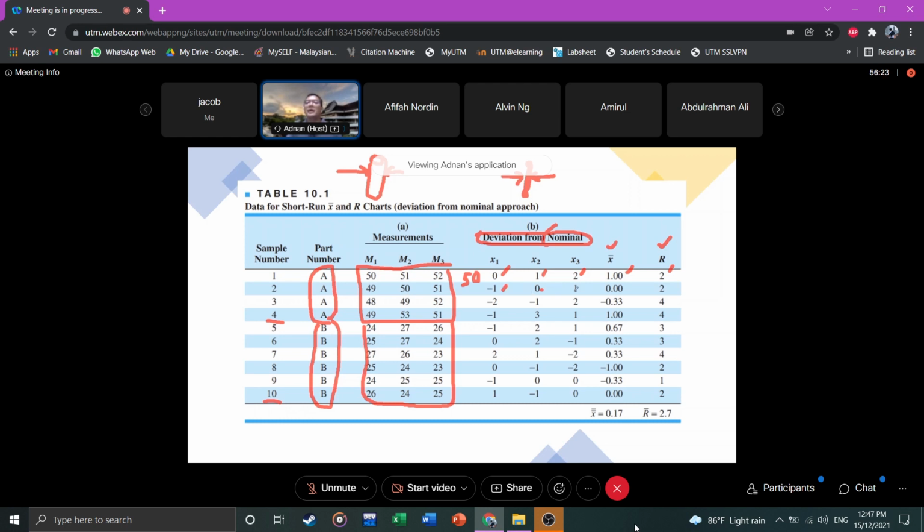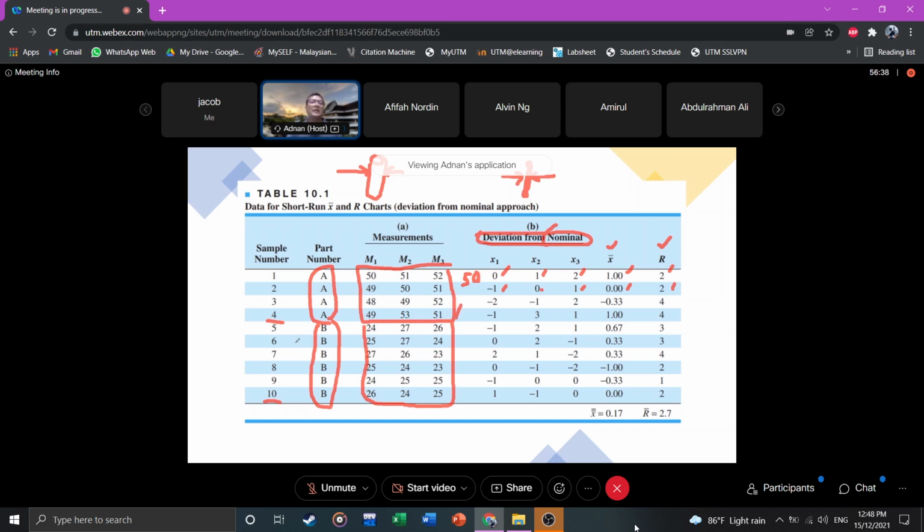51 minus 50 got 1. Okay, take the average of this. You got 0 divided by 3, so it's 0. The R is between minus 1 and 1, so it's 2. Continue until you finish here.